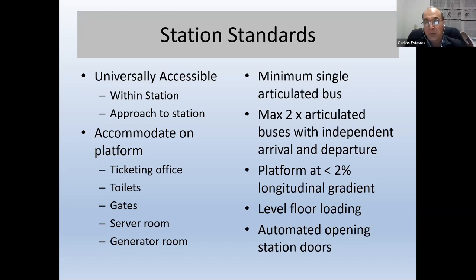The platform had to be level, flat, 0%, which was interesting and challenging in the Durban terrain. And eventually the universal access sector conceded to allow an absolute maximum of 2% longitudinal gradient on the platform, especially when we enter quite a hilly region where the roadway sits at a 100 meter long station.